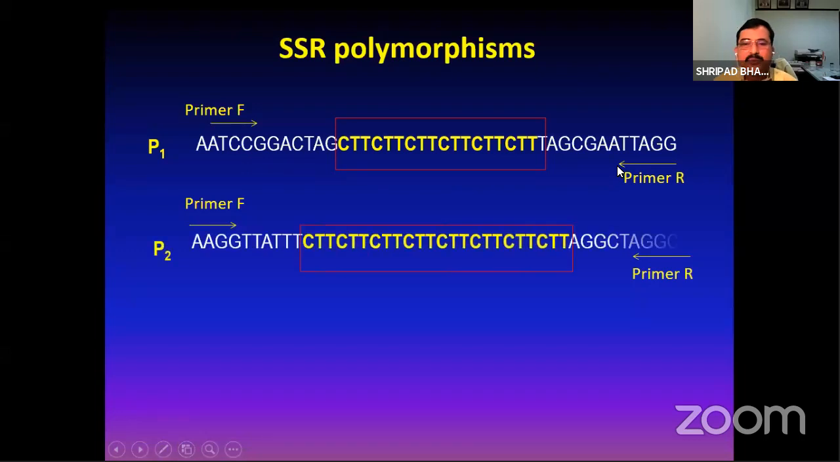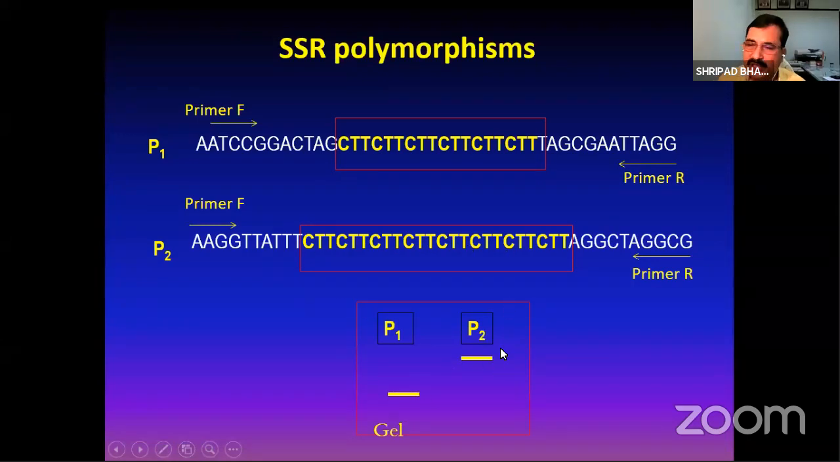Okay. So in the other case, this is parent one. In parent two, it has been repeated many more times. Meaning now when your primer site is the same, only the internal portion has been expanded. When it is doing so, now if you allow the primers, what will they do? Primer one will give a small segment and primer two will give a long segment.